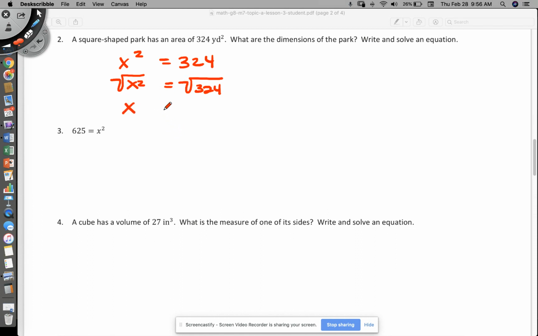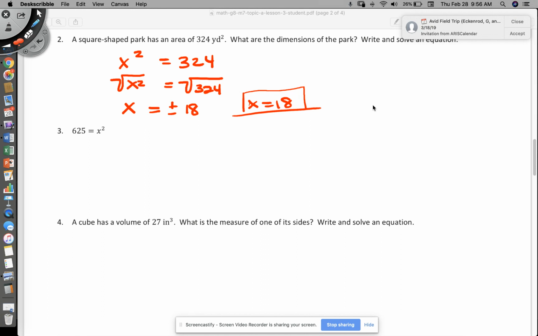All right, since it's area, it's length times width. And the square root of 324 is positive or negative 18. Now, of course, in this situation, you can't have a negative length, so we would just say x equals 18. There is no negative on this one just because you can't have a negative length.